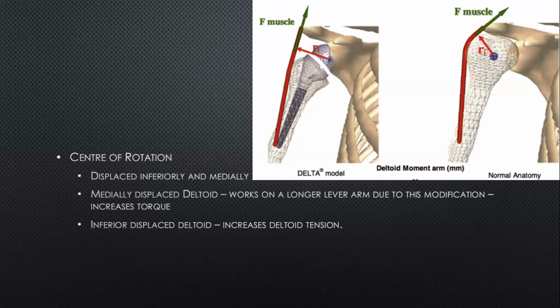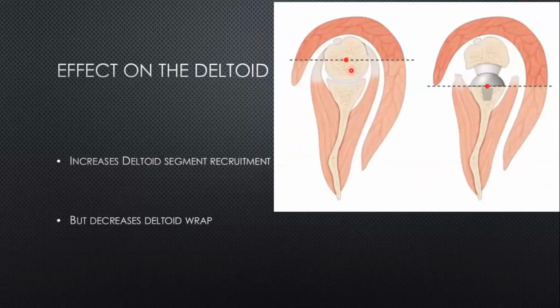Another factor is that by medializing the center of rotation, the amount of deltoid that can be recruited increases. This was the original center of rotation. And in that case, the deltoid fibers acting on the shoulder were only this much. If you medialize the center of rotation here, the resulting deltoid fibers that can be recruited for shoulder function are this much. But it has a small problem.